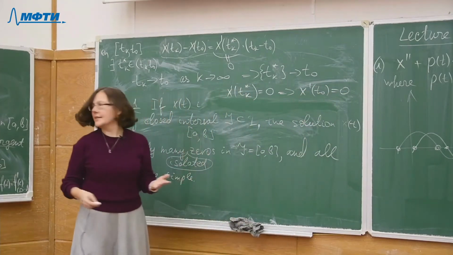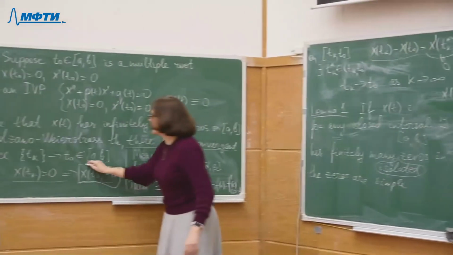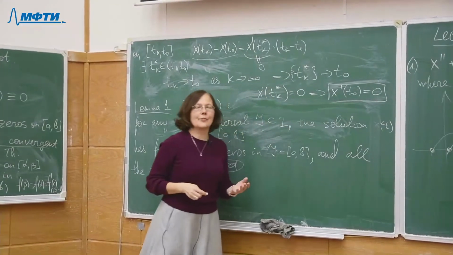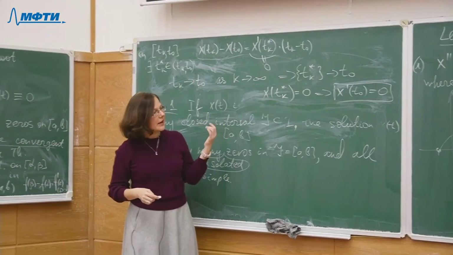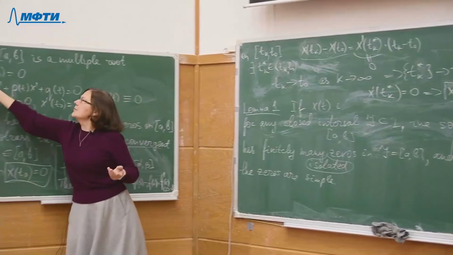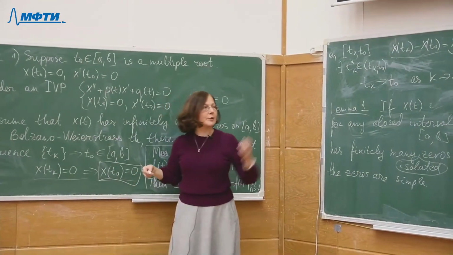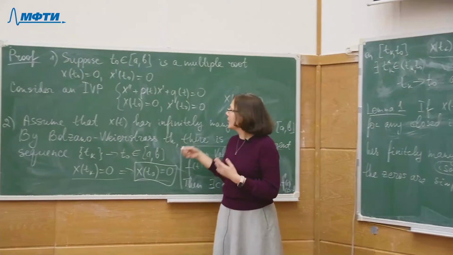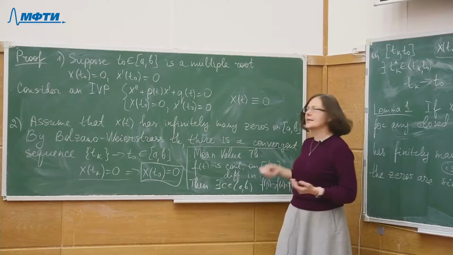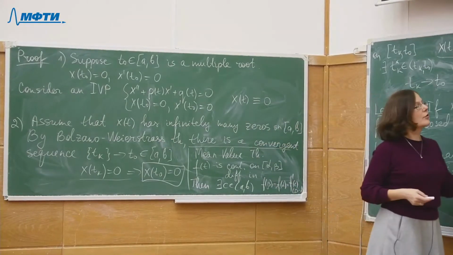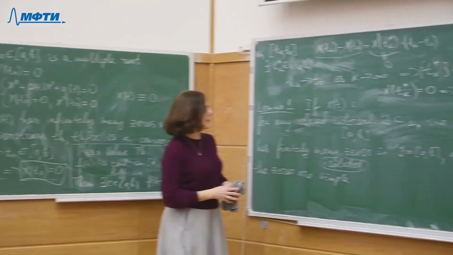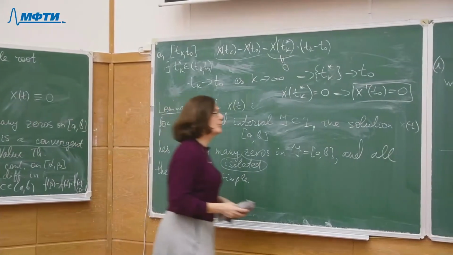So we can see that x of t0 is 0, and the derivative of x at t0 is 0. These two facts contradict the first step. So we have proved that it is impossible for a non-trivial solution, but we have this. So this contradicts our assumption that x of t has infinitely many zeros on the segment AB. Well, so the lemma is proved.